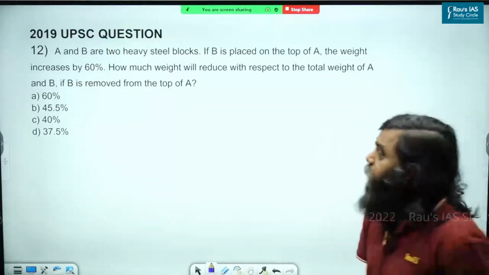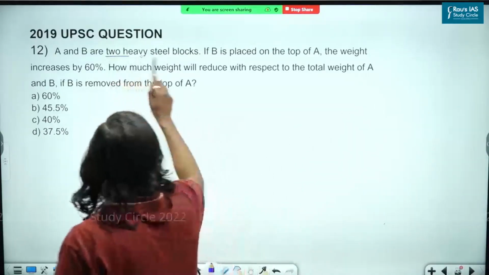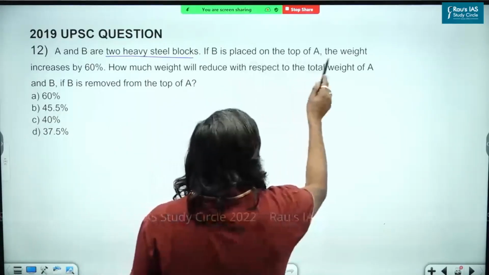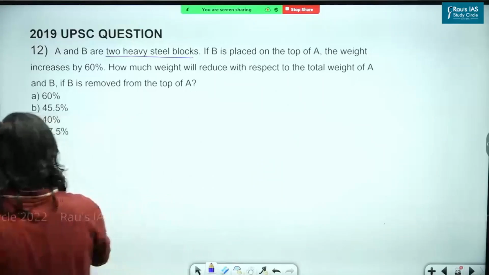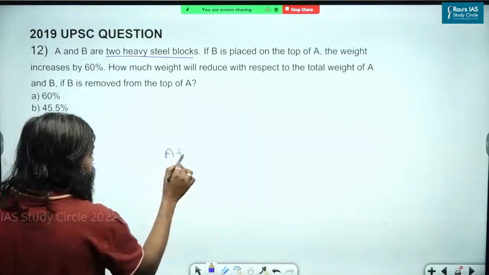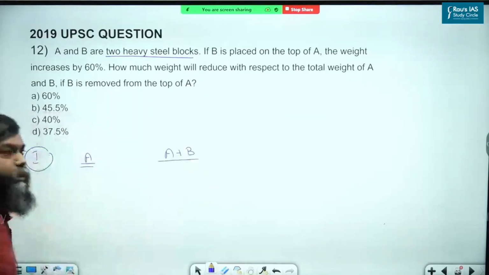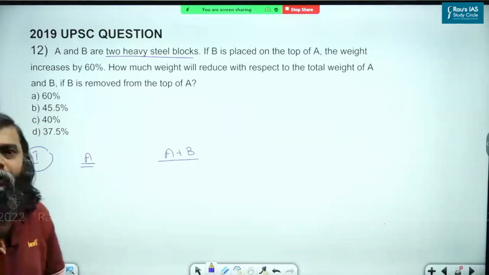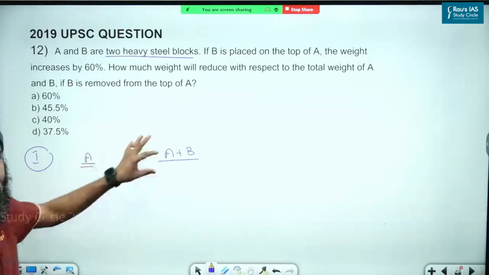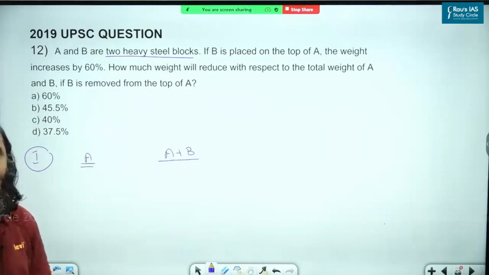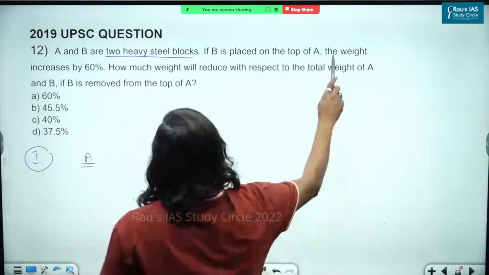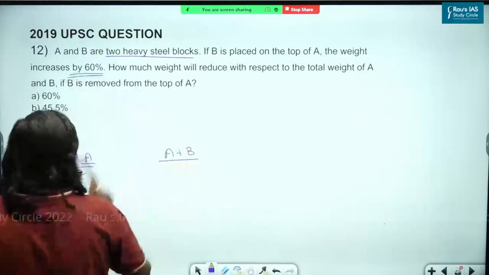Now, A and B are two heavy steel blocks. If B is placed on the top of A, that means earlier A is there. Now you are putting B on top of A. Now the weight is A plus B's weight. Do you understand this? Earlier A's weight is there. Now A plus B weight is there. So if you place B on top of A, the weight increased by 60%.